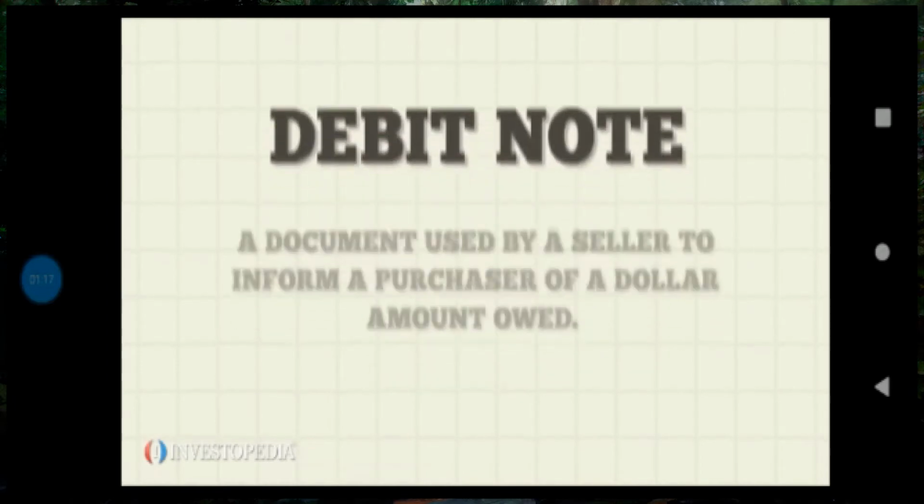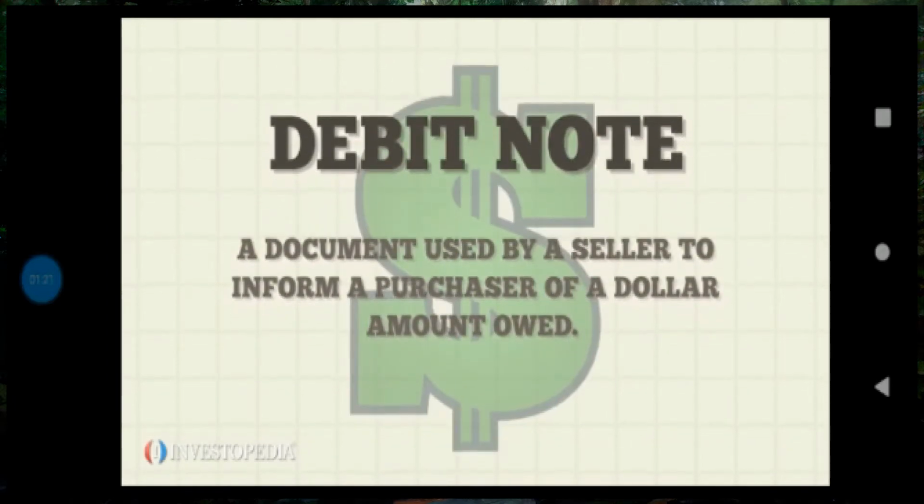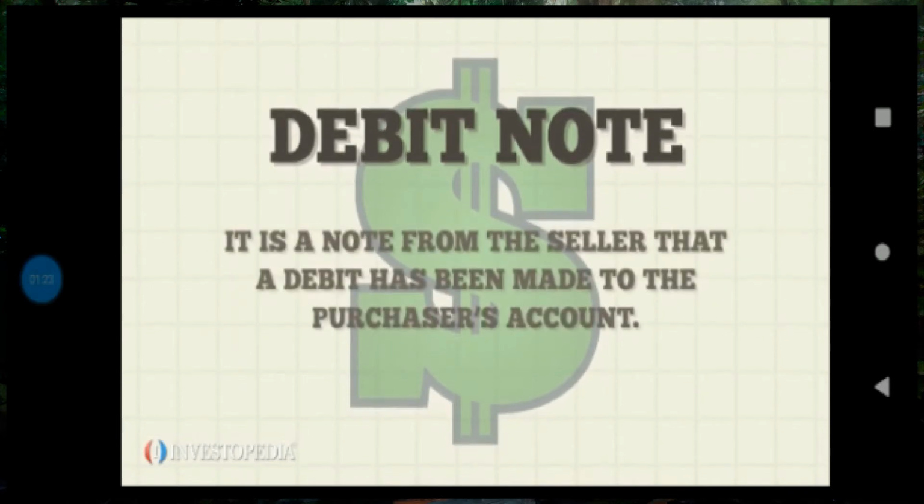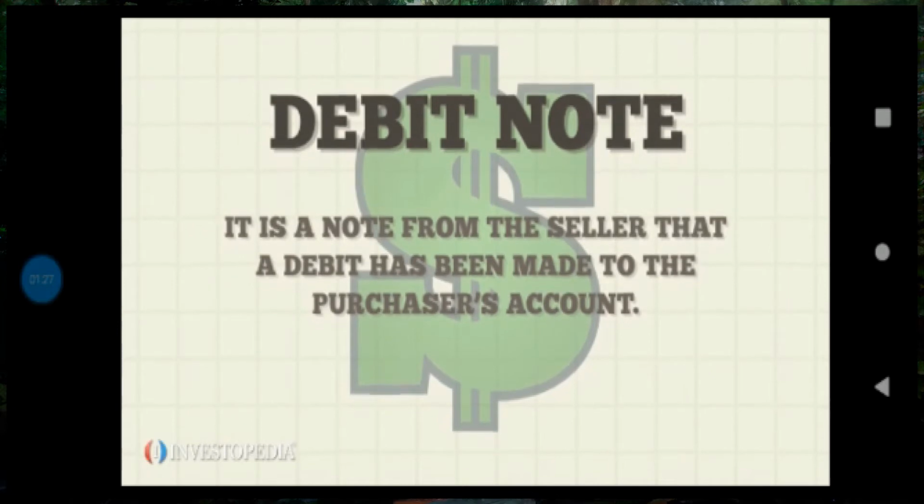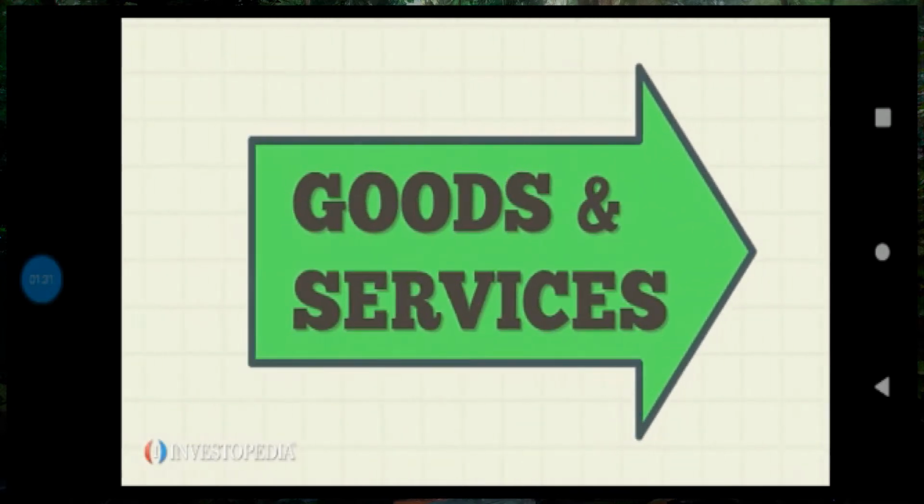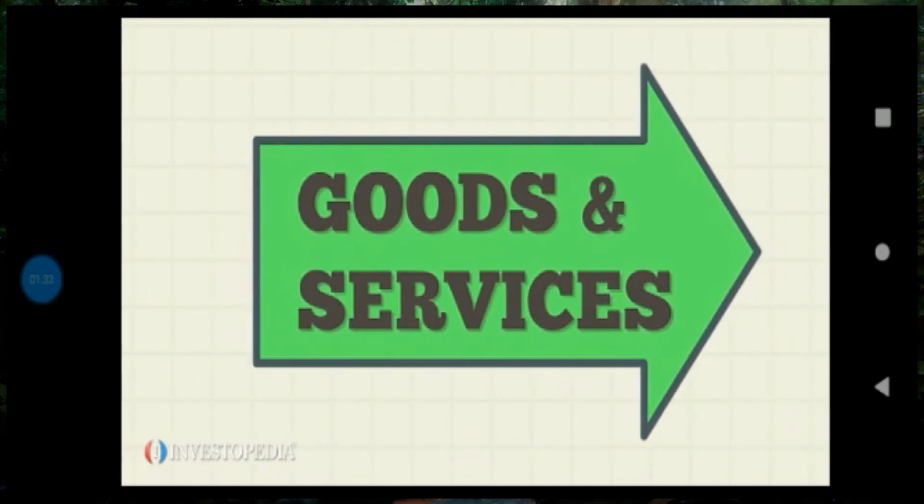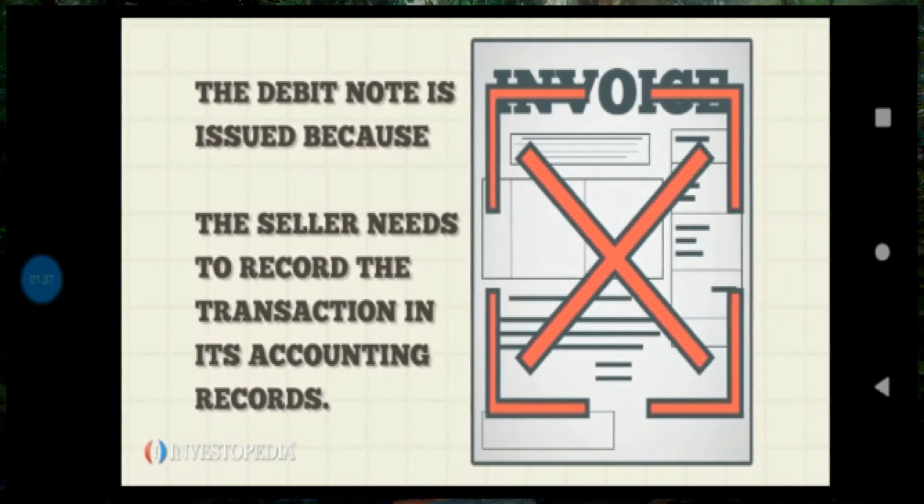A debit note is a document used by a seller to inform a purchaser of a dollar amount owed. As the name indicates, it is a note from the seller that a debit has been made to the purchaser's account. Often, a debit note is sent because goods have been sent or services have been performed, but the seller has not yet issued a formal invoice. The debit note is issued because the seller needs to record the transaction in its accounting records.